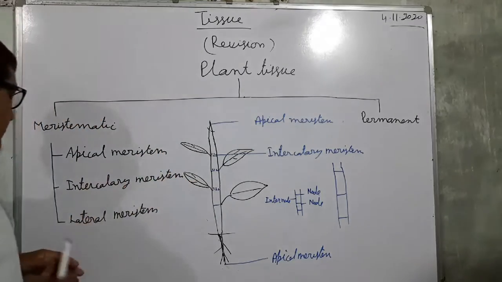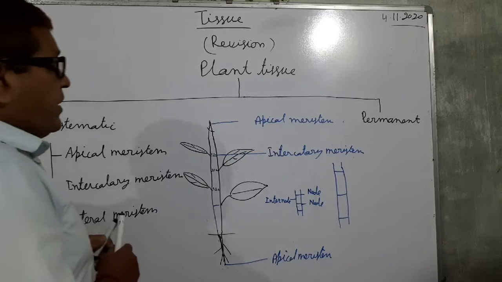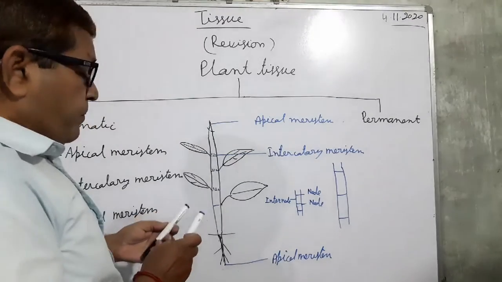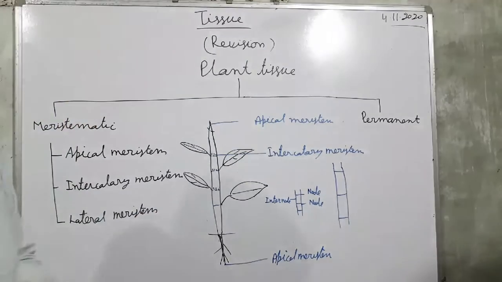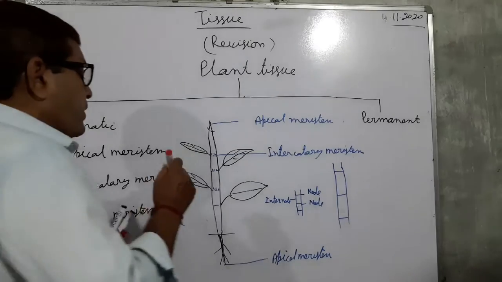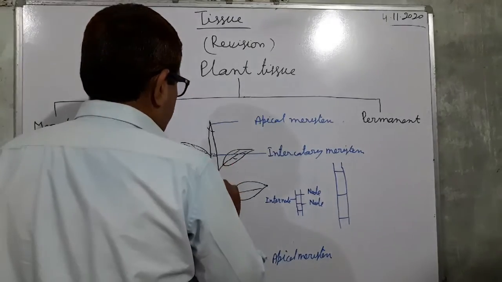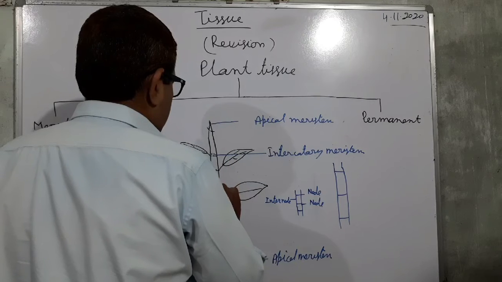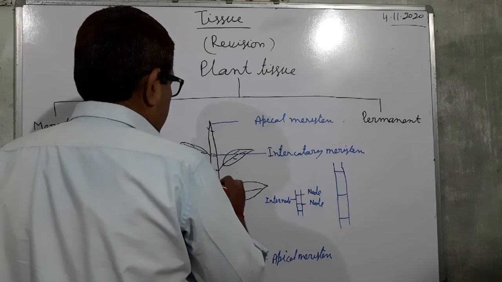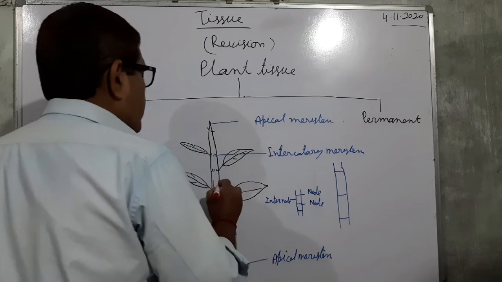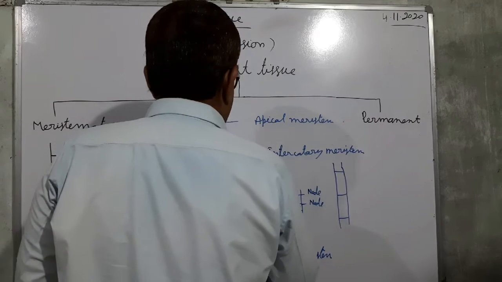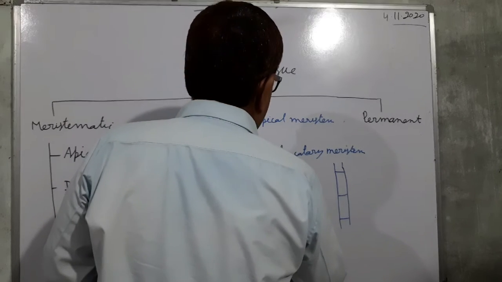Now the next meristem is the lateral meristem. As the name indicates, lateral meristems are found on the lateral side of the plant. Suppose this is the lateral side of the plant, this meristem will be in this region. This is the lateral meristem.